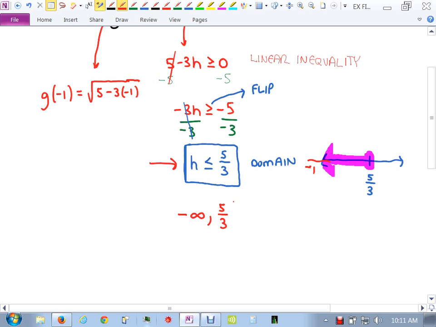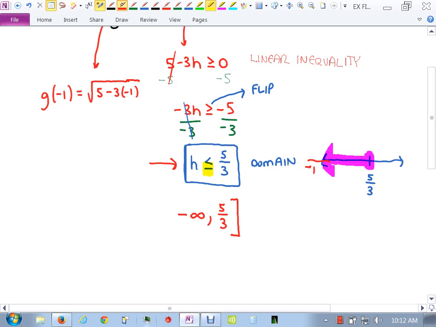Let me just write it down, then I'll explain it. I want to be able to go to 5/3, right? It's okay to have 5/3. That was because I had the little equals in there. See that little equals? That means that it's okay to equal 5/3. So since it's okay to equal 5/3, I put a bracket on the 5/3.